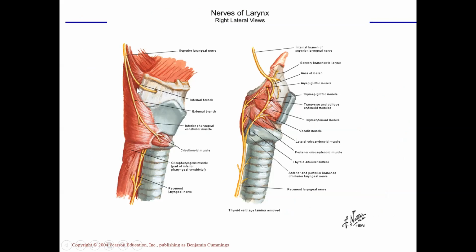Okay, so let's use this one for review. This part is called superior laryngeal nerve, giving two branches, internal and external laryngeal nerve. The internal branch is a sensory nerve. The external branch is a motor nerve, only controls one muscle, the cricothyroid muscle. The recurrent nerve is another branch from the vagus nerve.